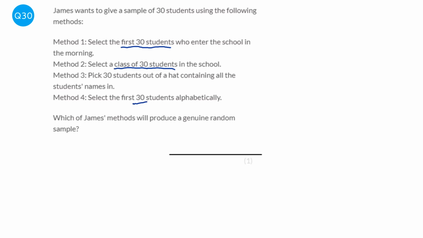It might seem that it's fair picking the first 30 students alphabetically, so A to F or whatever, again, that's not fair, because the people at the end of the register don't have an equal chance of being picked. So you need to make sure everyone in your population has an equal chance of being picked. So picking 30 students out of a hat containing all the students' names in is definitely the fairest way of picking a sample from this list.